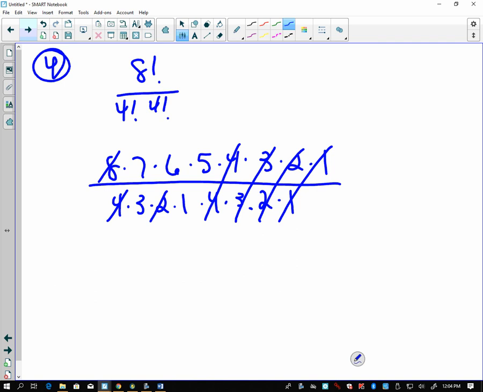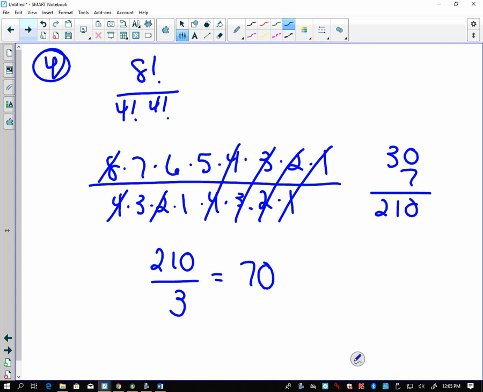Without a calculator, of course, we know we're going to get this over 3. I'll probably do 6 times 5. 6 times 5 is 30. And then you get 30 times 7, that's 210. So you got 210 divided by 3. Think of that as 21 divided by 3. 21 divided by 3 is 7, but we got a 0, so I should be getting 70 for number 4. That looks like that's right. So no need to use a calculator there.